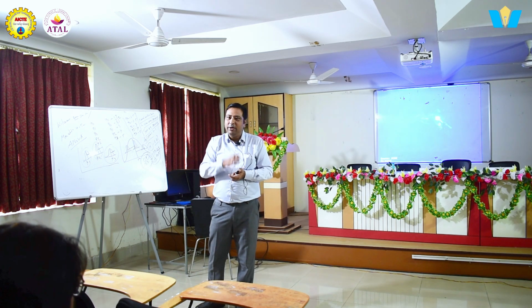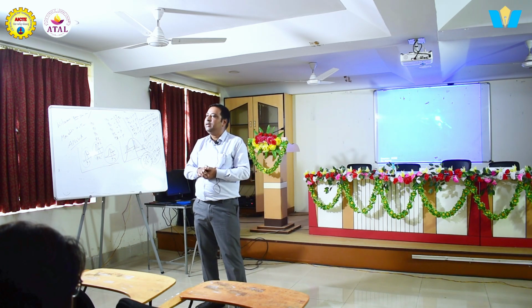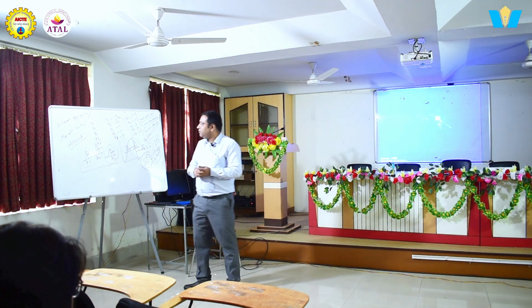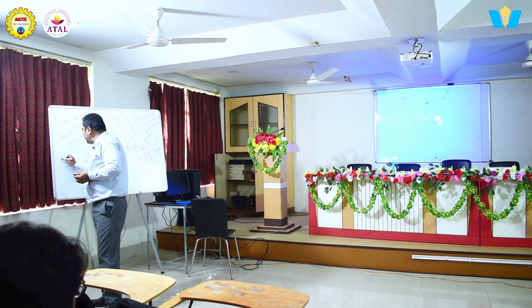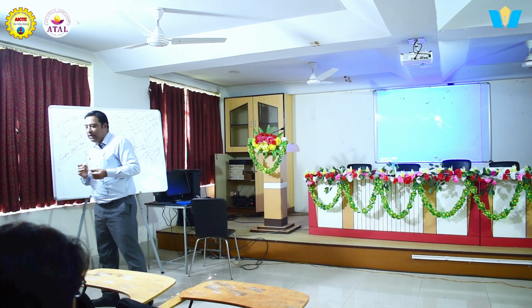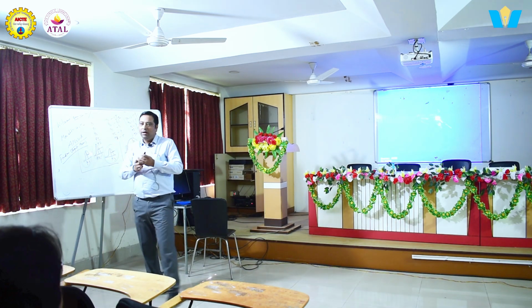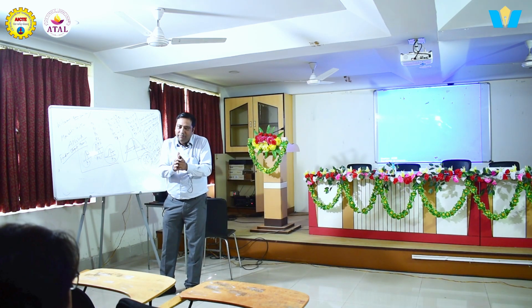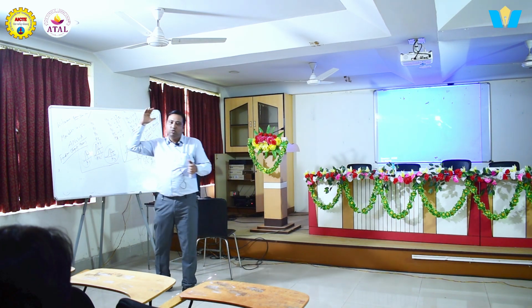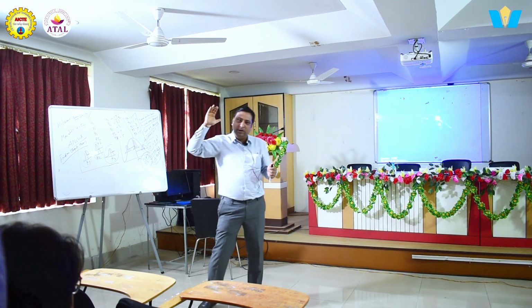So Friedman test and Kruskal-Wallis test, what is the basic difference? Kruskal-Wallis is one-way ANOVA, and Friedman is actually repeated measure ANOVA. Repeated measure ANOVA means there is a single sample only and we are giving more than 3. Kruskal-Wallis is also more than 2. ANOVA is more than 2.